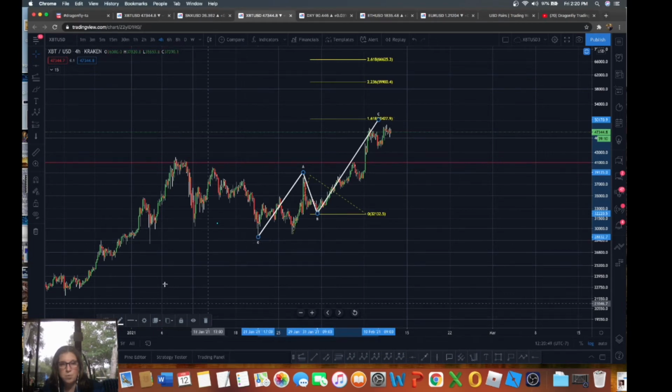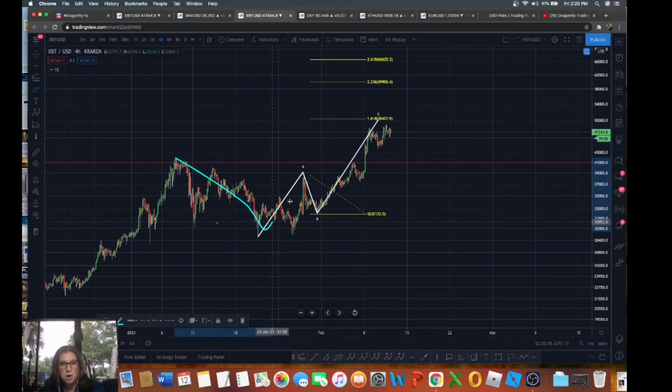And at that point that is going to give us an A, our expanded B, and then we have to see if we get the 618 flat, which will be the more bullish flat, or we get the more deeper flat.